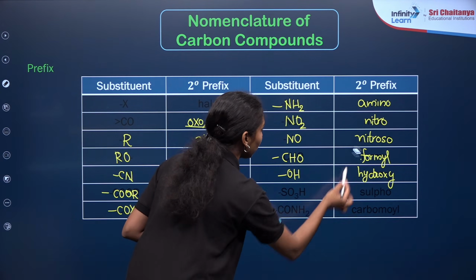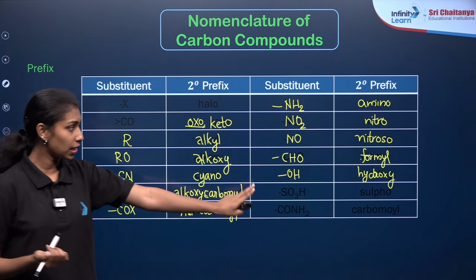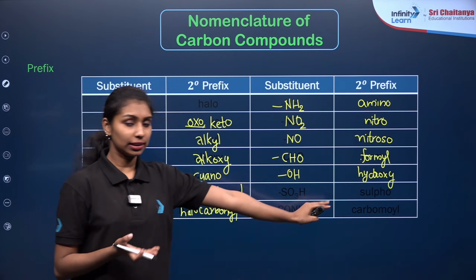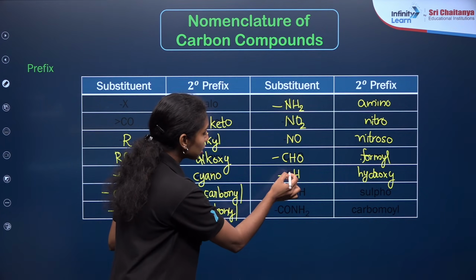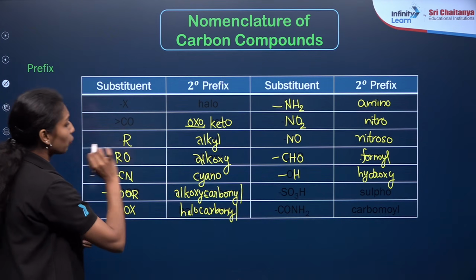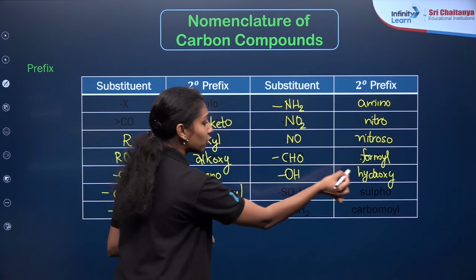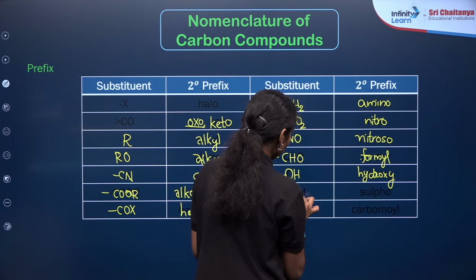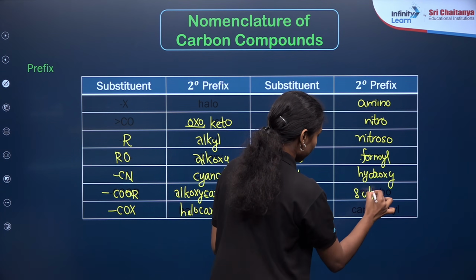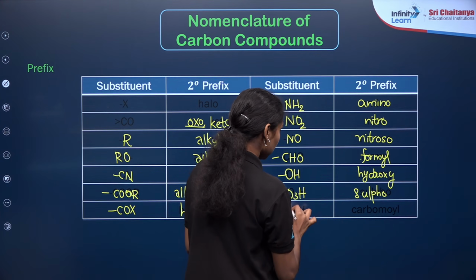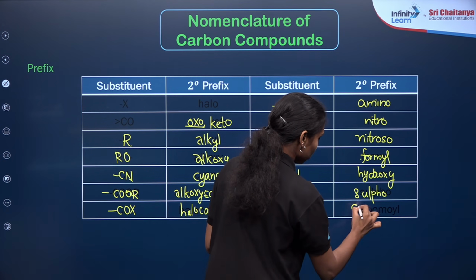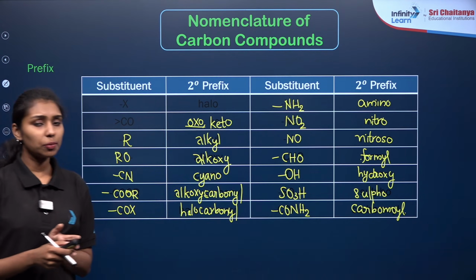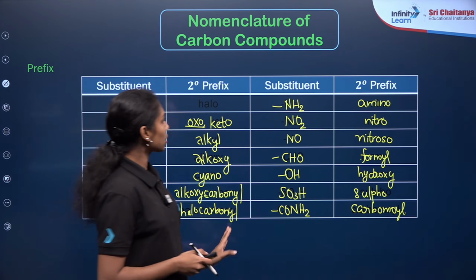Here the main point you have to keep in mind is that if you have the CHO group as a secondary prefix, you need to give the name as formyl, right? Not alkyl or any other name, it will be formyl. And if you have OH as one of the functional groups as a secondary prefix, if the OH group has the second priority, you should give the name as hydroxy, right? This is very important. SO3H is the sulfo group and CONH2 is the carbamoyl group, right? So this table is very important to identify the secondary prefix for the different functional groups given here.